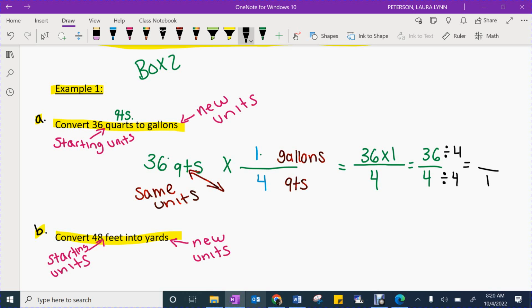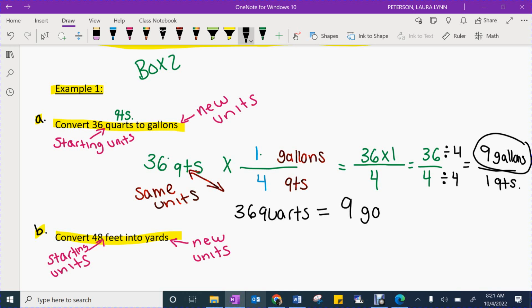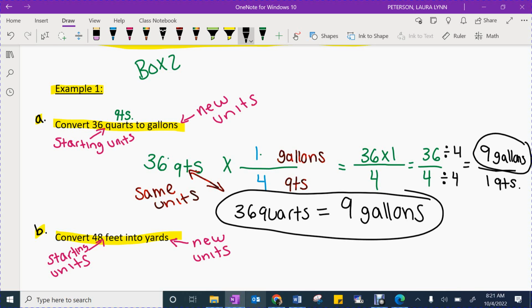4 divided by 4 is 1, and 36 divided by 4 is 9. Include your units. The bottom was still quarts, the top was still gallons. When you write your final answer, I want you to write it as what you start with, so 36 quarts equals, and what we care about is the final amount in the new units or the new label, which would be 9 gallons. Circle your answer so you don't lose it.